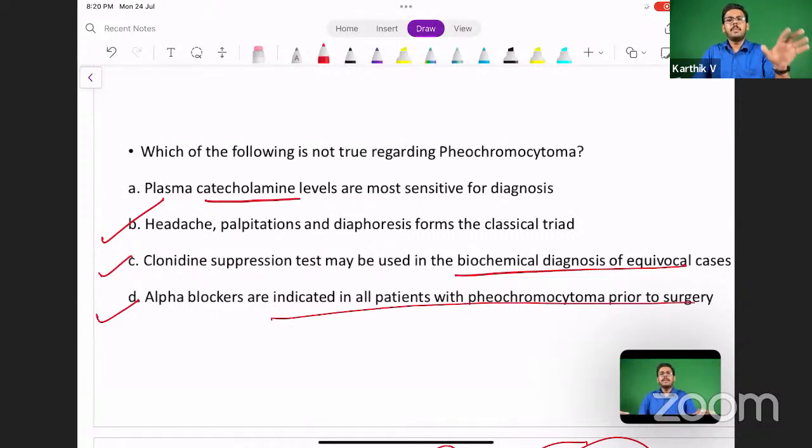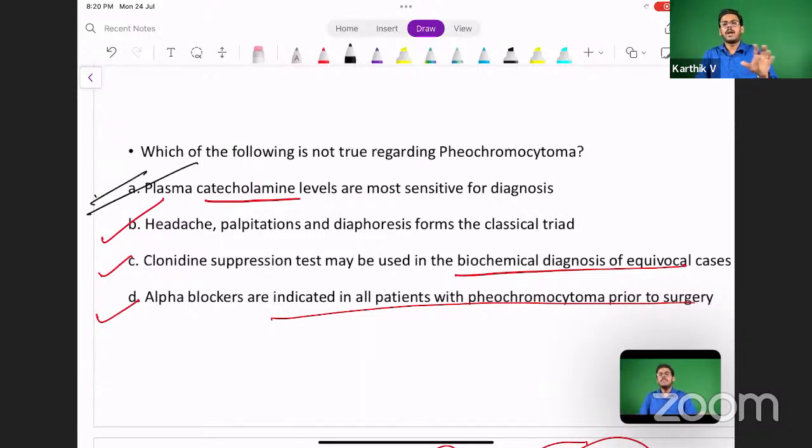It doesn't matter whether the patient is having significant hypertension or not, you will give alpha blocker, because theoretically even patients without hypertension can develop hypertensive crisis during surgery. That's why you give alpha blocker pre-treatment for all pheochromocytoma diagnosed patients. So option A is our correct answer.